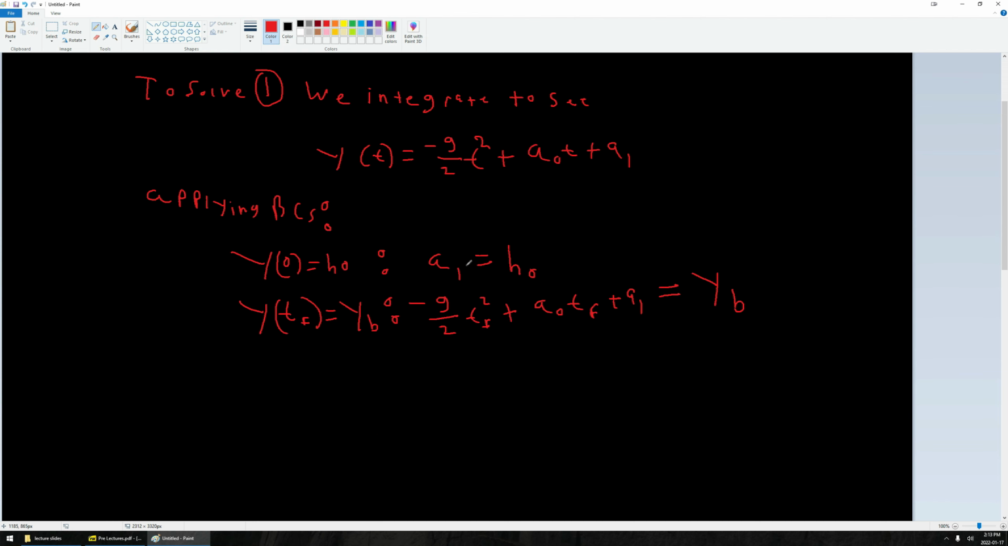So I now need to find my coefficients that satisfy these. Thus, from the first equation, I get a1 is equal to h naught. And from the second equation, if I solve this for a naught, I would get a naught is equal to y b minus, I have to pull this term over, and I can just replace it with h naught, a plus g all over 2 t sub f squared, and this will all be over my t sub f. Here I'm assuming my t sub f has to be non-zero to divide by this.